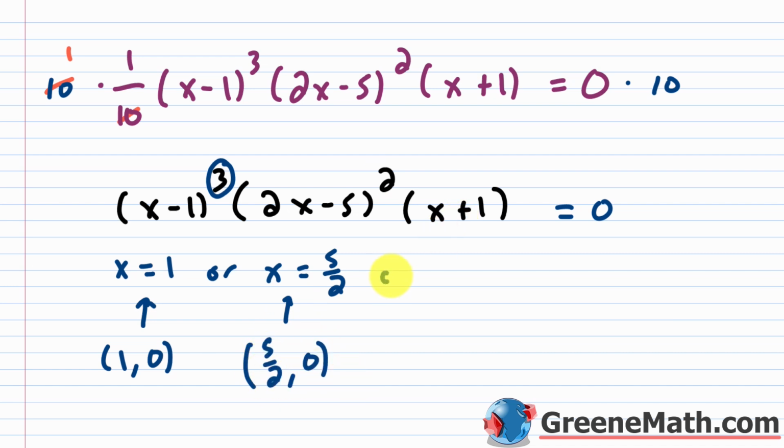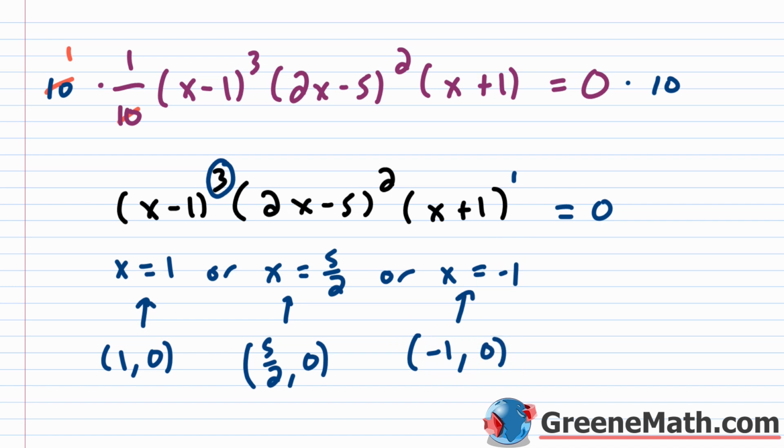Then the last one, we would say x + 1 = 0. Just subtract 1 away from each side. So you get x = -1. And so this one, the 0 would be -1. The multiplicity there, again, because this exponent is understood to be a 1, would just be 1. So here this would be (-1, 0).